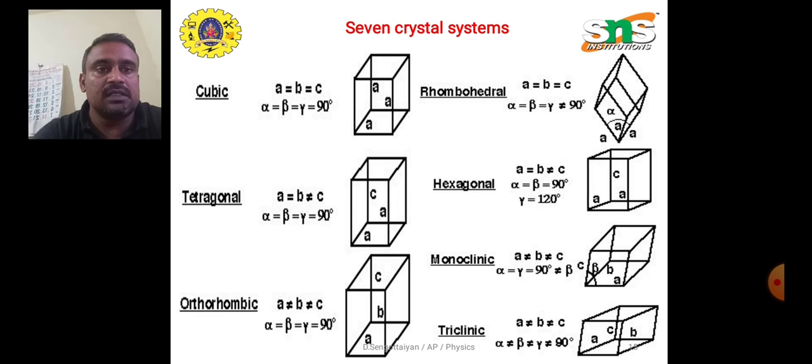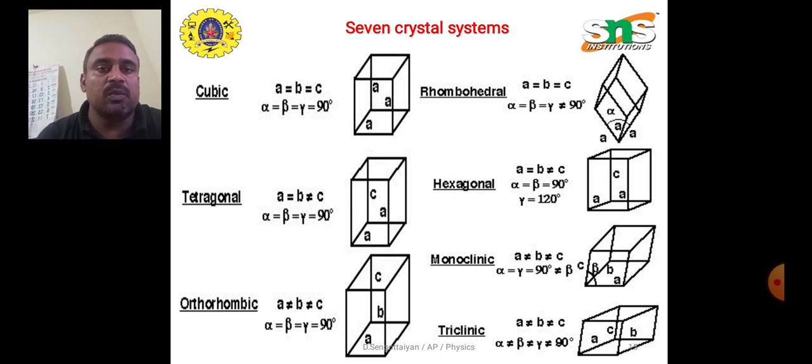So finally, this diagram shows the 7 important crystal systems. The first system's title is cubic, then rhombohedral, tetragonal, hexagonal, monoclinic, orthorhombic, and triclinic. Based on the axial length and axial angle, the systems are 7 types. So finally, there are 7 systems available.